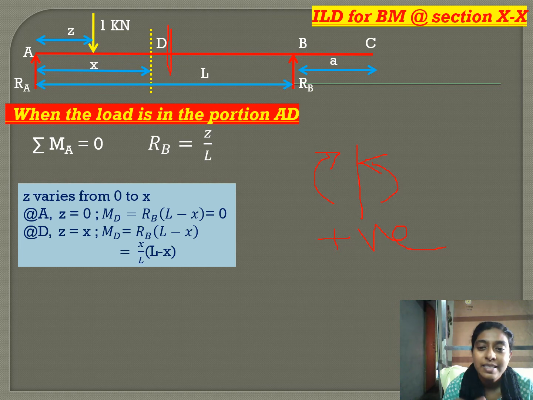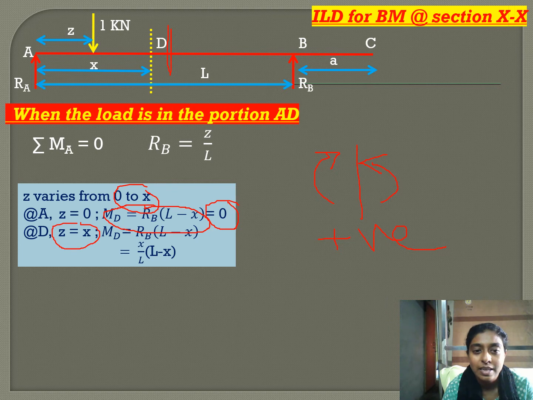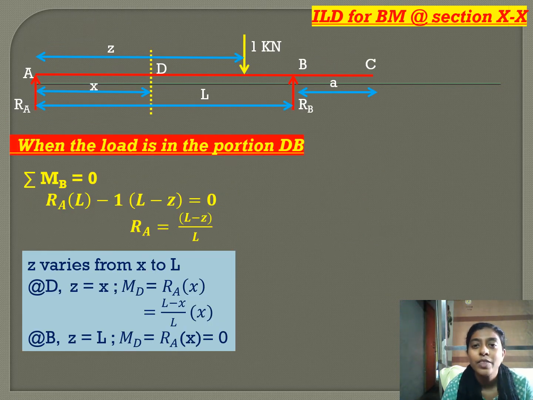Now, same way as we saw in the shear force, Z varies from 0 to X. The bending moment is RB into L minus X. So substituting Z is equal to 0, at A we get bending moment is equal to 0. Substituting Z is equal to X, at D we get bending moment is equal to X by L into L minus X.